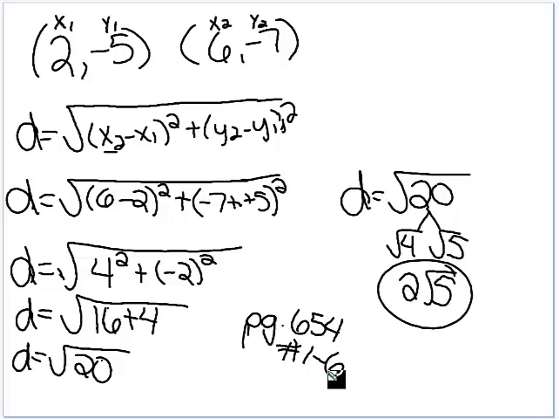That's what the difference means. Or the change in. Okay? Your assignment is on page 654, numbers 1 through 6. They're going to give you 2 points. You need to find the distance of them. So make sure you have the distance formula written down somewhere so you know what it is.